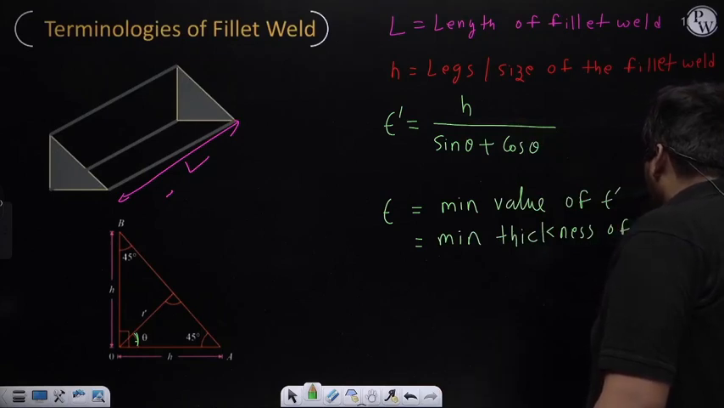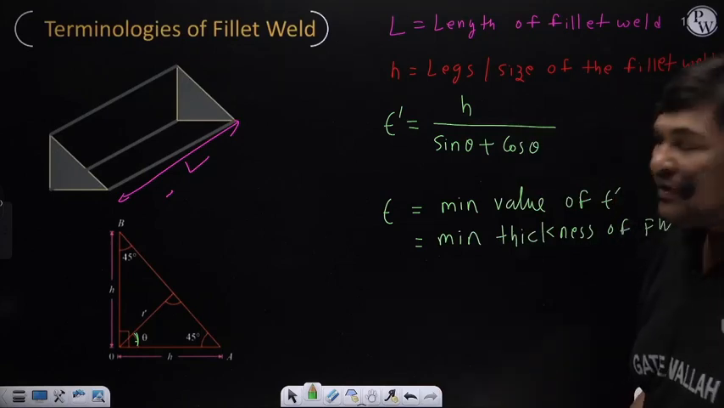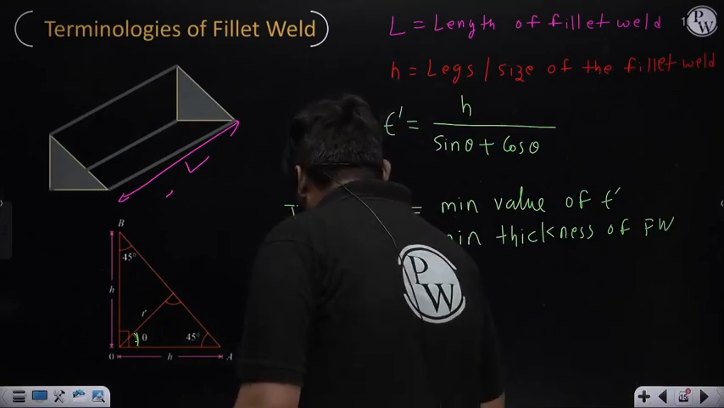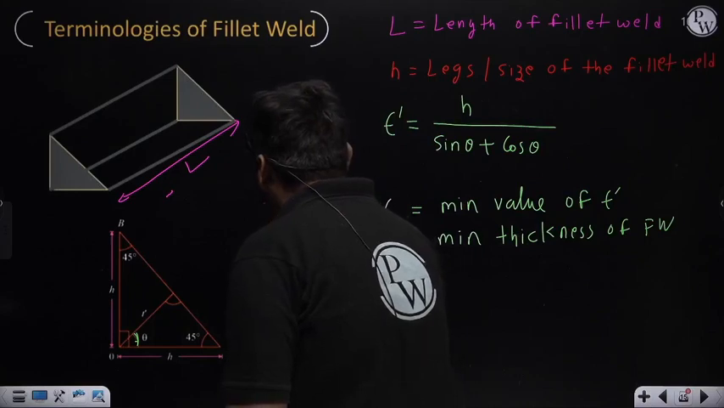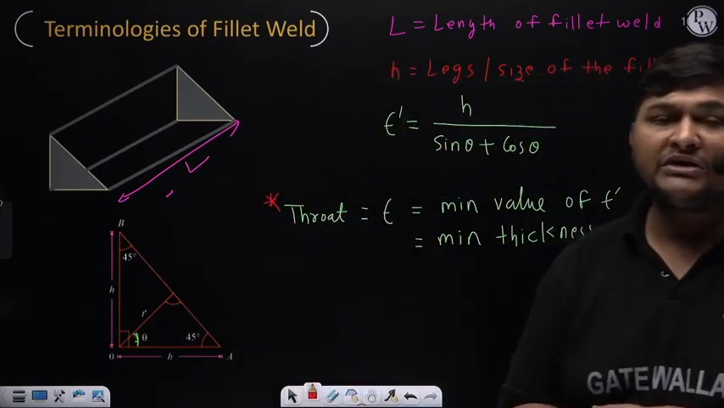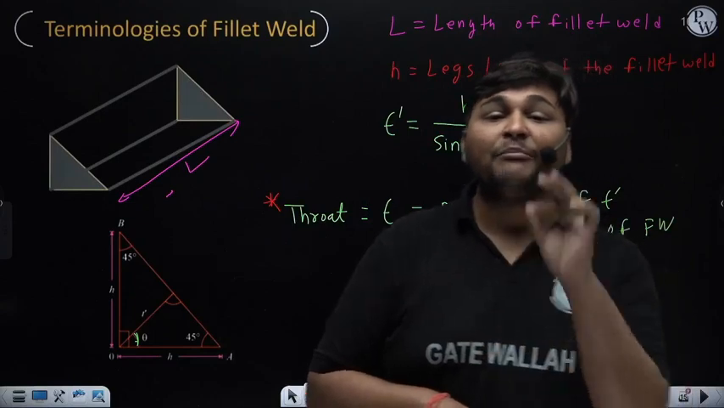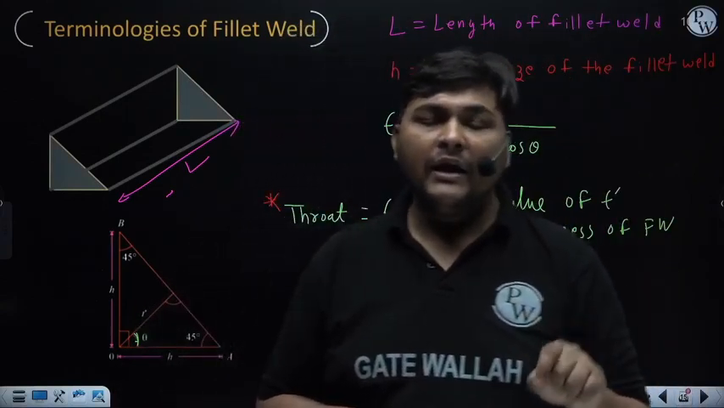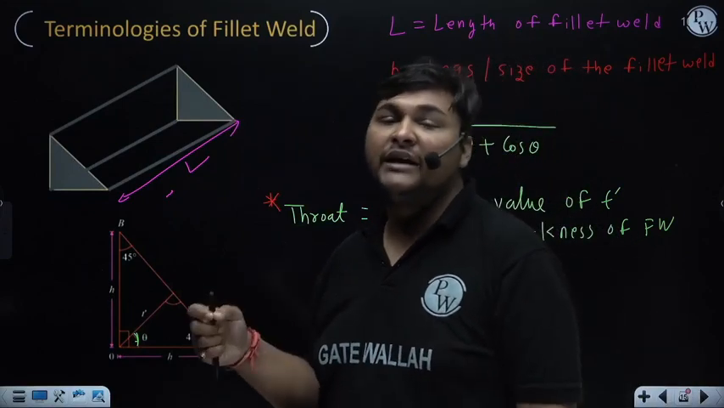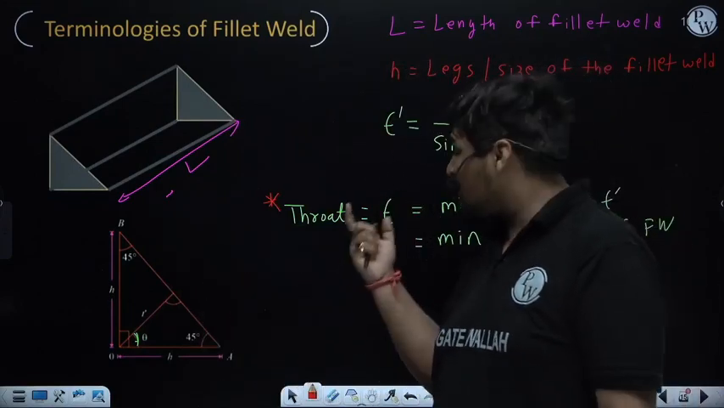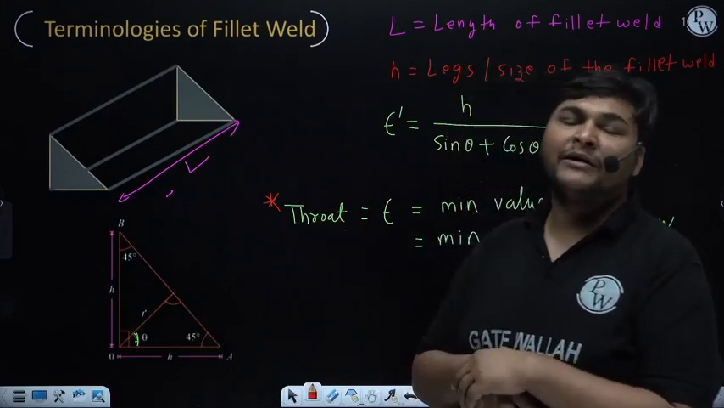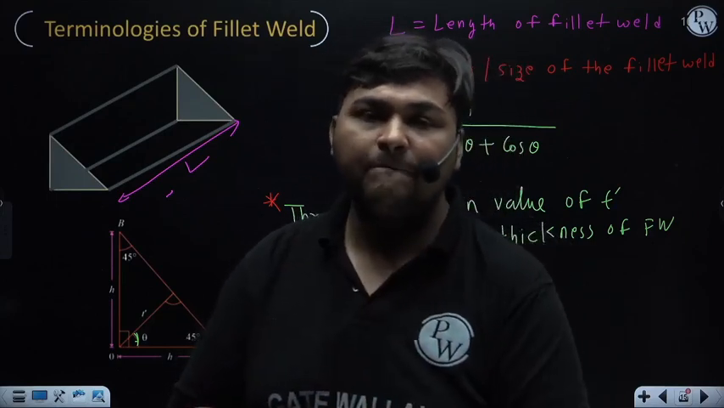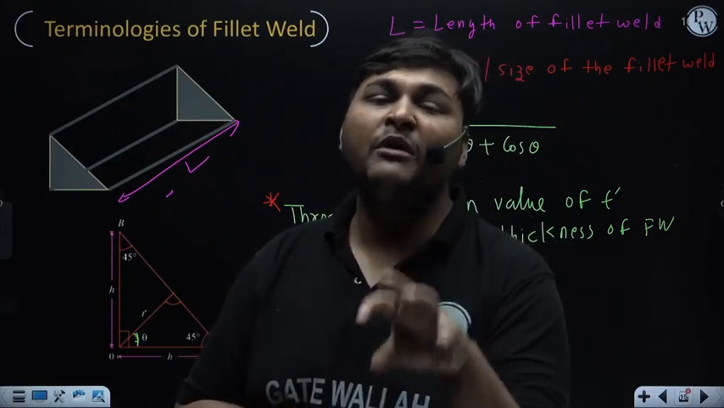This minimum thickness of fillet weld is known as throat. This is a very important terminology of fillet weld, so I am making a star mark. What is throat? Throat is nothing but the minimum thickness of fillet weld. Why is it important? Because generally the critical cross-section is the one with the minimum thickness. That's why this terminology is very important. So throat is the minimum thickness of fillet weld, or you can also say the minimum value of T dash.